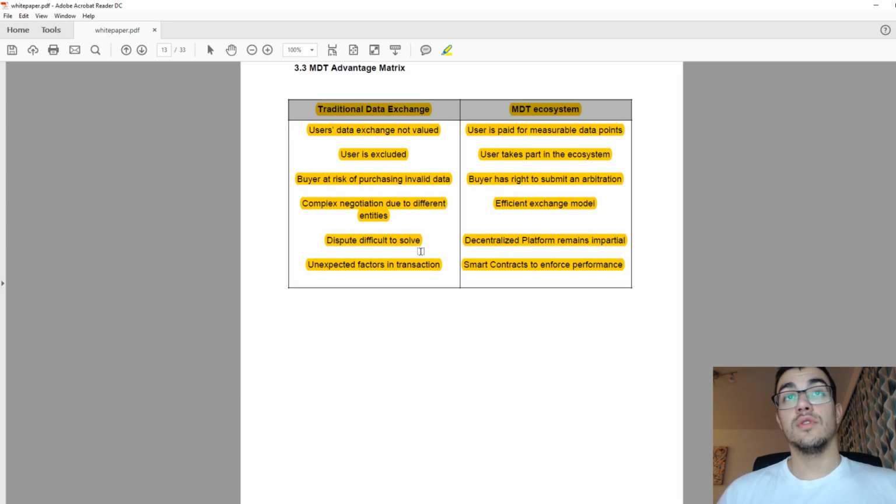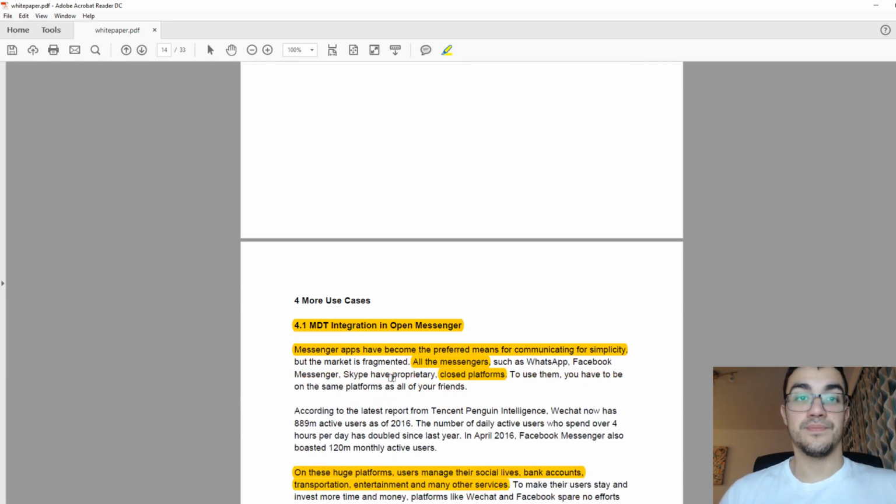In traditional exchange, disputes are difficult to solve because they can't really decide if the data is legit or not. In the MDT ecosystem, you have a decentralized platform that remains impartial. With the traditional data exchange, unexpected factors are in the transactions. Because of the smart contracts, you don't have this problem with the MDT ecosystem.